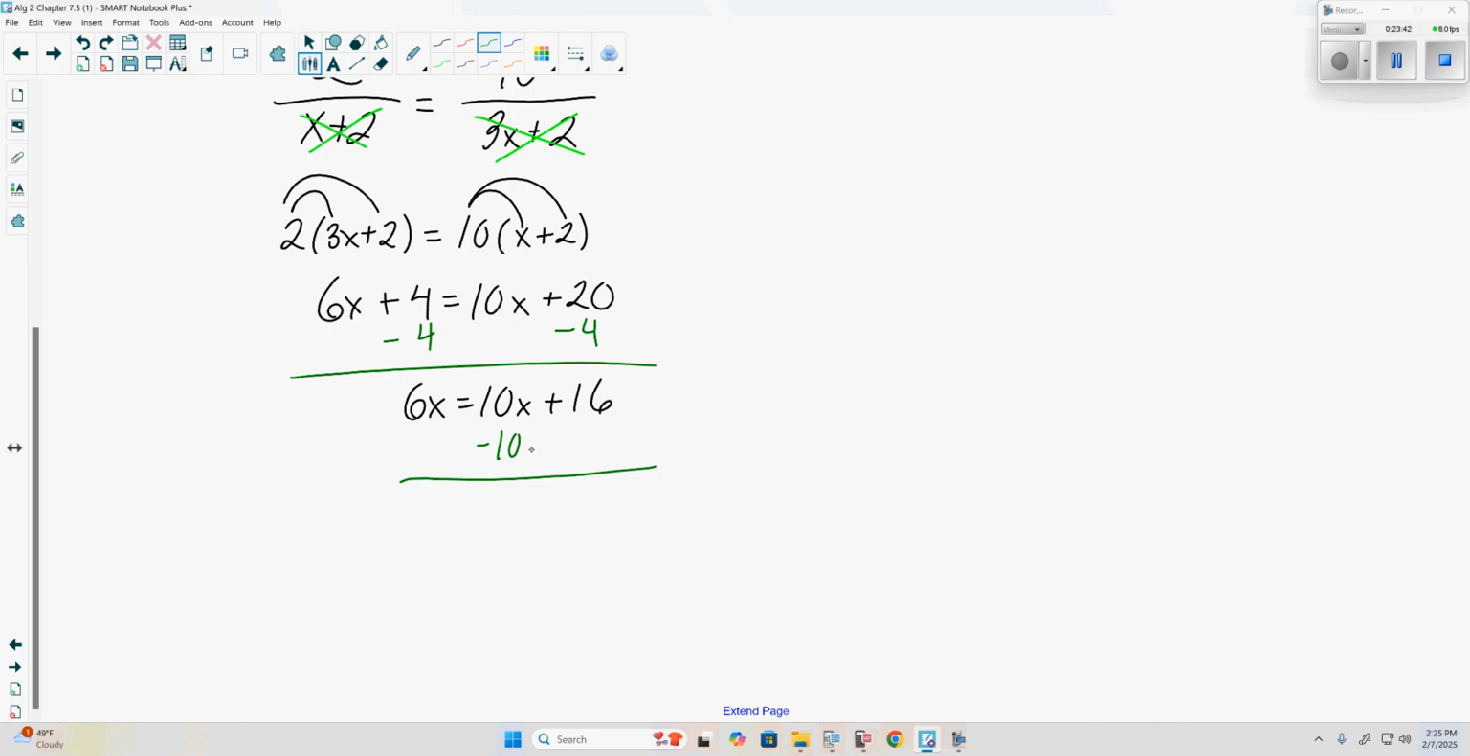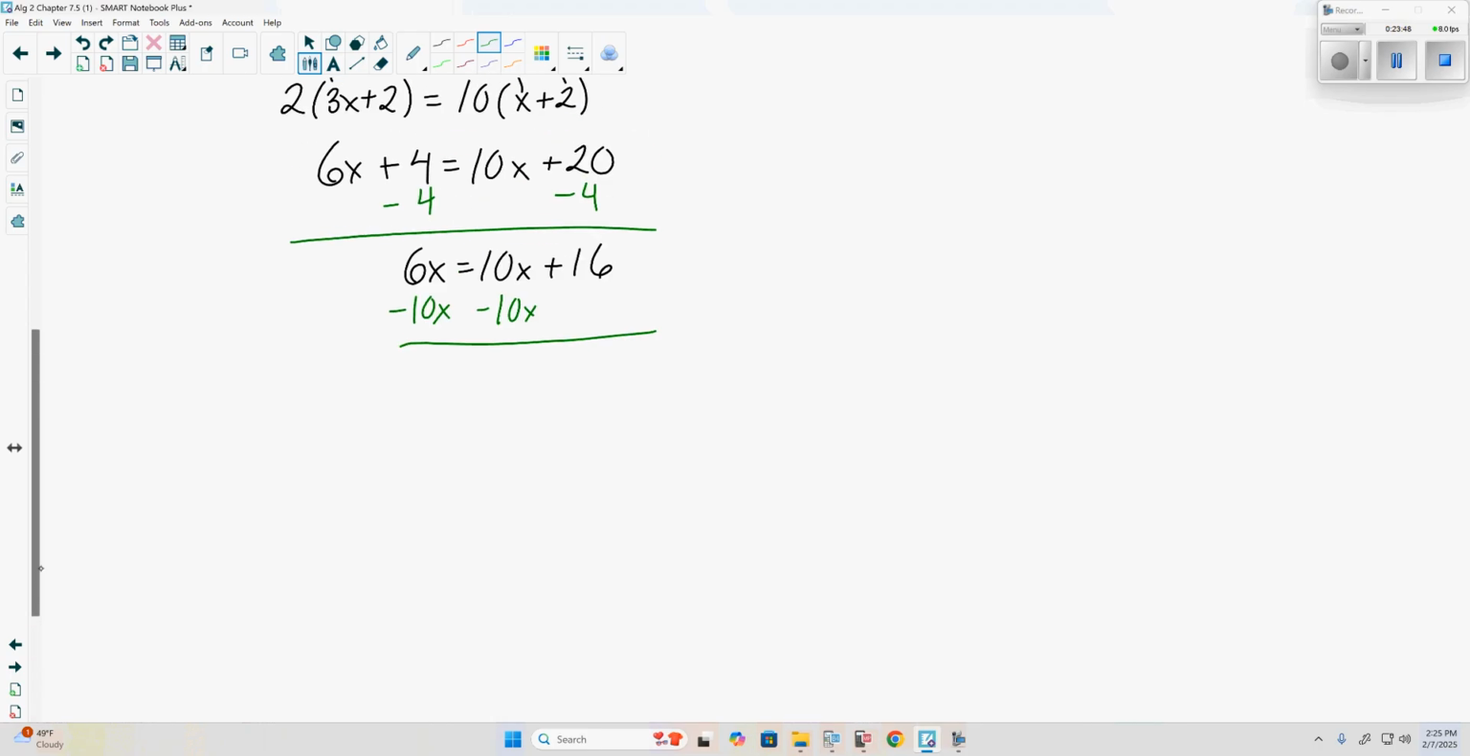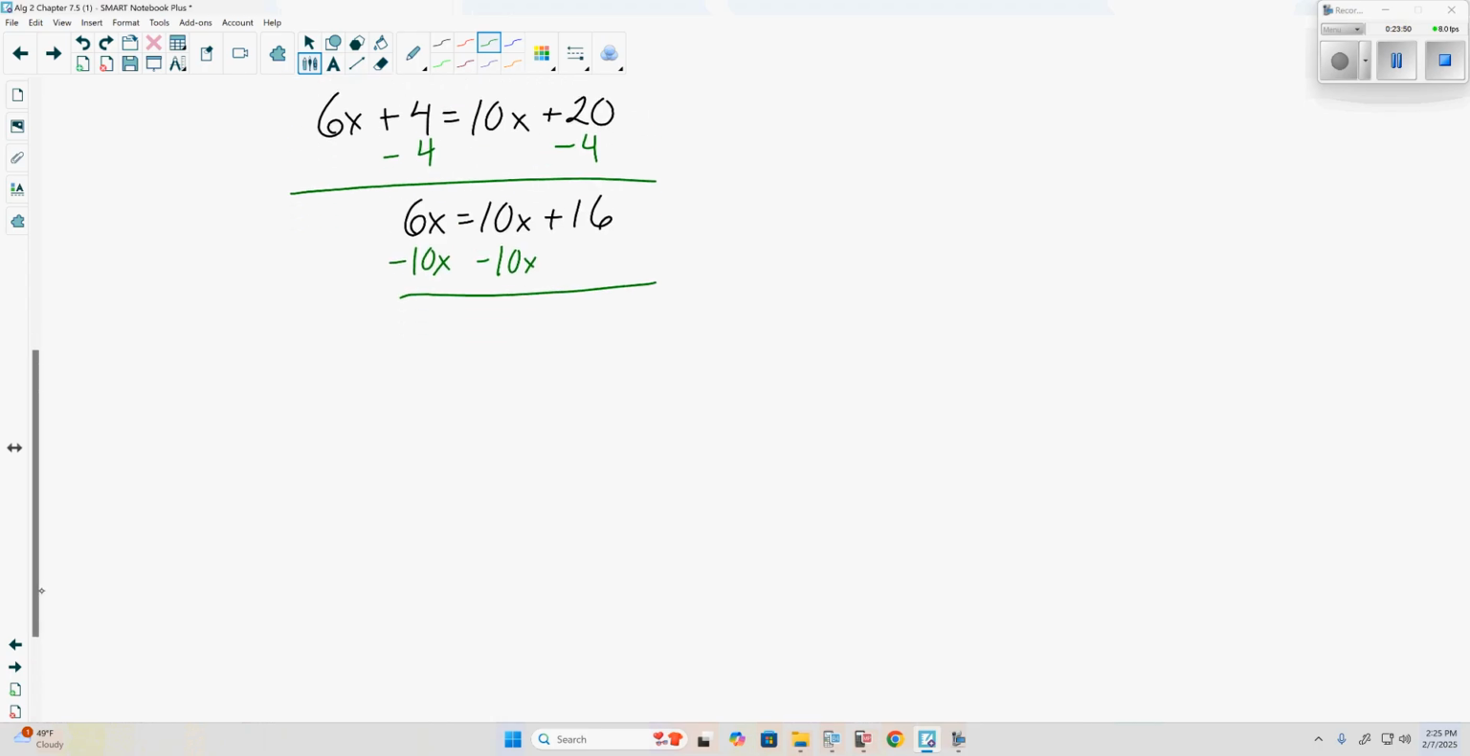Now we need to subtract 10x. Because again, since we do not have an x to a power greater than 1, all we got to do is get the x by itself. Minus negative 4x is equal to 16. At this point, we can divide by negative 4, telling us x is negative 4.